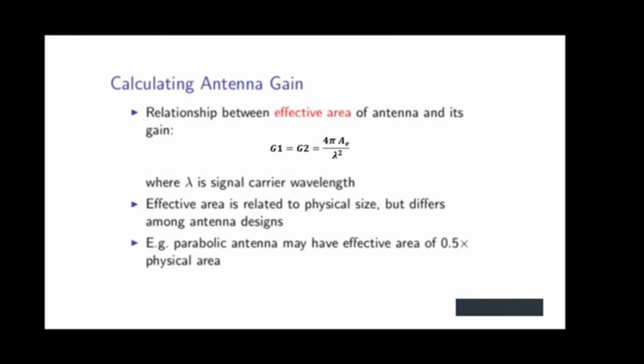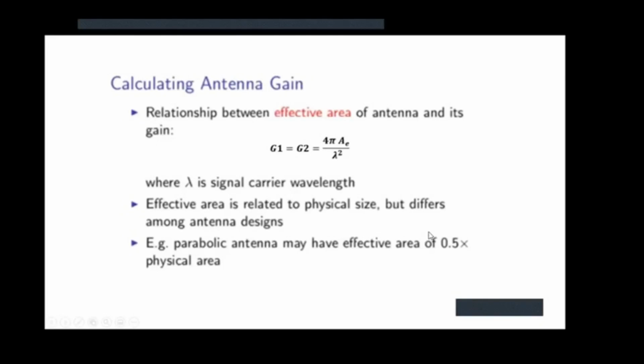Effective area is related to the physical size but differs among antenna designs. Example, a parabolic antenna may have effective area of 0.5 times the physical area. So most of the problems we'll be solving for our exams would be about parabolic antenna. Yung mga regular antenna lang nakikita natin sa mga roofings ng mga buildings. So if you're familiar with that. So yung effective area nun would be 0.5 times the physical area. Kung parabolic yun, so that would be just a circle. So a circle has an area of pi r squared. So the effective area would be 0.5 pi r squared. So we will be using that later.